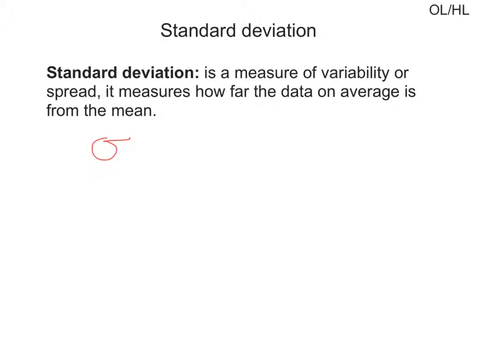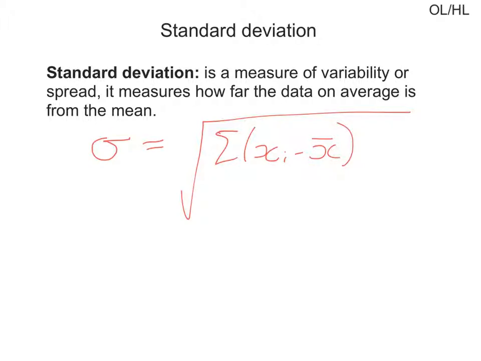The standard deviation formula is given by the square root of the sum of each element in the dataset less the mean, squared, divided by the number of values in the dataset. We'll run through an example of this in a minute.